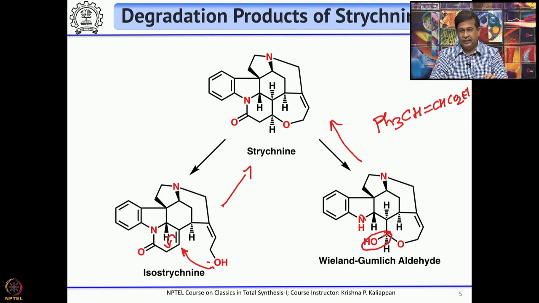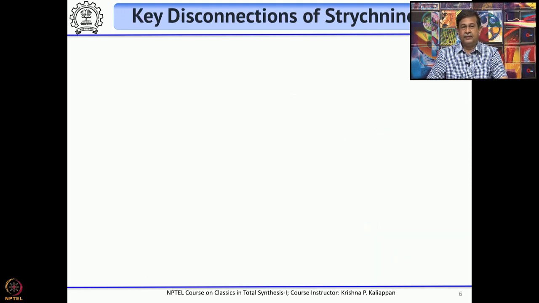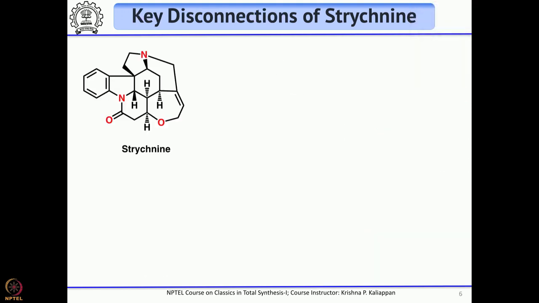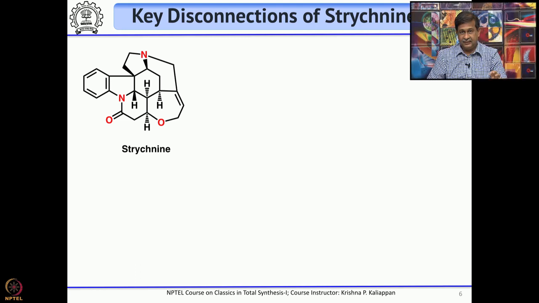If you look at subsequent total syntheses of strychnine, most of the synthetic groups used either this key intermediate or isostrychnine as a key intermediate. They come up to this, and from here it is known. What are the key disconnections of some of the syntheses? I will not go into the complete retrosynthesis. There are many syntheses. I will talk about only 4 total syntheses of strychnine, and today I will talk about Woodward's total synthesis.